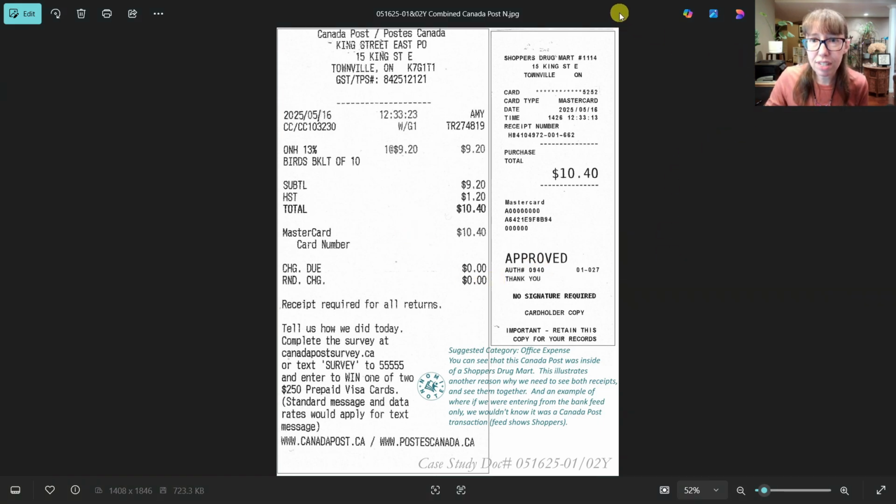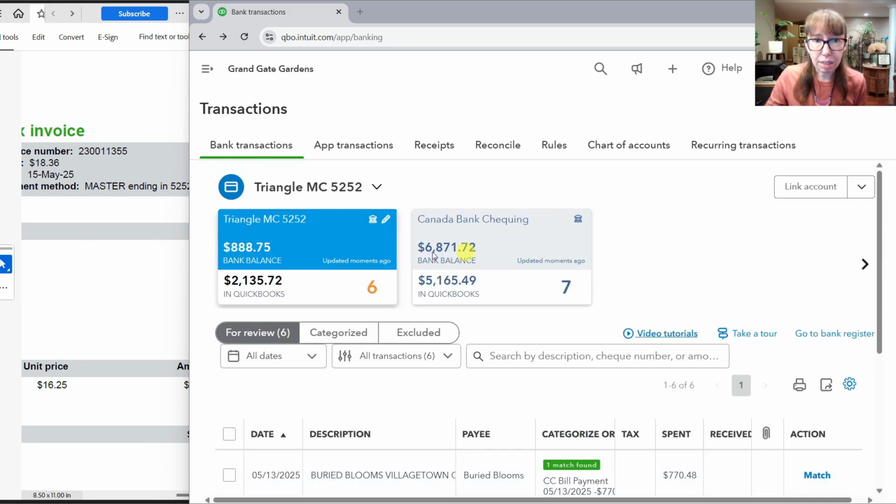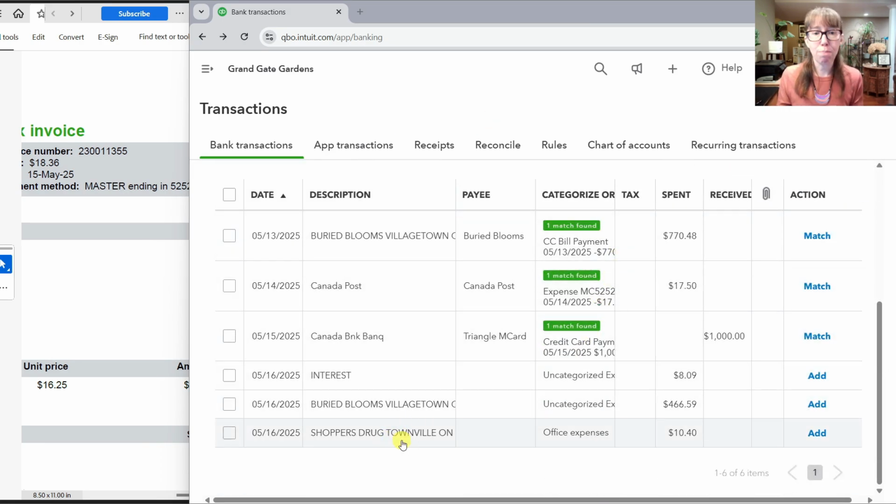So before we enter this into the bookkeeping, let me show you what it looks like on the bank feed here. This is the MasterCard bank feed, and it just says Shoppers Drug Mart. So there's no way to even know that this actually was Canada Post. So again, another reason that I like to do source document entry-based bookkeeping and then use that bank feed to just make things go quicker and not be transaction centric from the bank feed only.